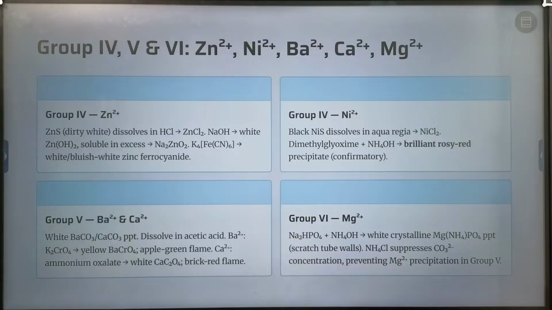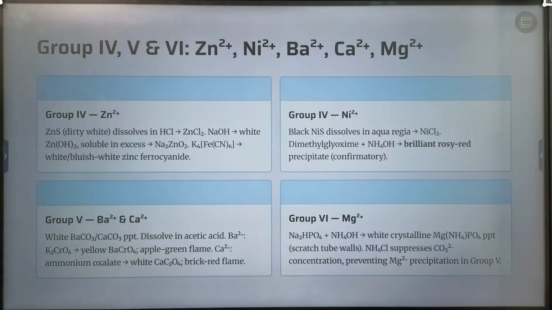So we initially saw the preliminary test, right? If it is barium, you will get an apple green color flame, and if it is calcium, you will get a brick red color flame. So that is the best confirmatory test for this fifth group of the cations.